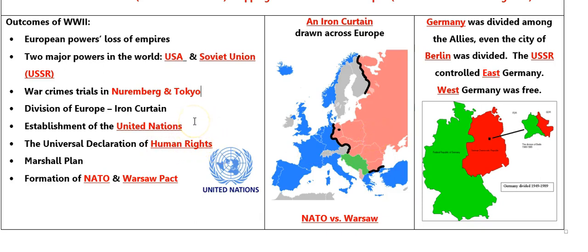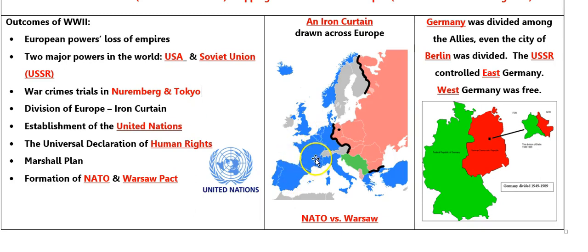The United Nations is established because the League of Nations had failed so epically, and one of the first things that it does is pass the Universal Declaration of Human Rights, which was led by Eleanor Roosevelt, Franklin Delano Roosevelt's wife. And this was, especially after the Holocaust, to show that there are basic rights everybody has. Then the Marshall Plan, which was a plan by America to help rebuild Europe. And then the formation of two opposing forces.